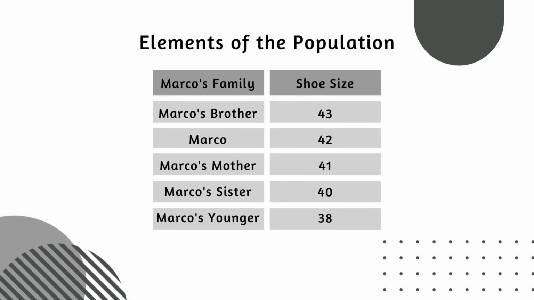So, we can determine here that the elements of the population are the shoe sizes of Marco's family, which are: Marco's mother is size 41, his brother is size 43, Marco himself is size 42, his sister wears size 40, and his younger brother is size 38.